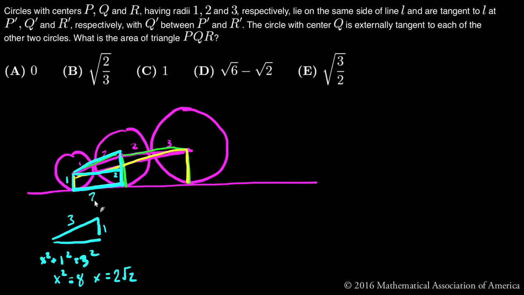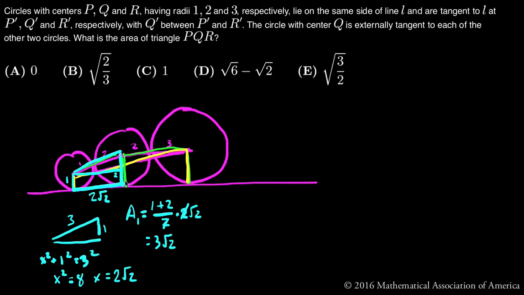And that's going to be the height right there, and I can do the area formula. I'll call that area 1, which equals base 1 plus base 2, so 1 plus 2, divided by 2, times the height, which is 2 root 2. I can cancel out these 2's. 1 plus 2 is 3, so I get 3 root 2.